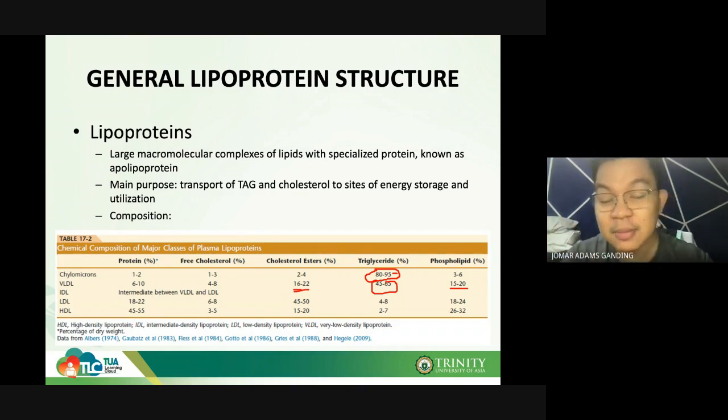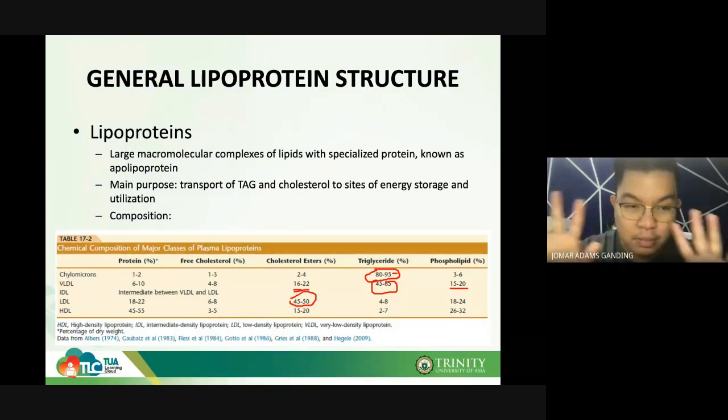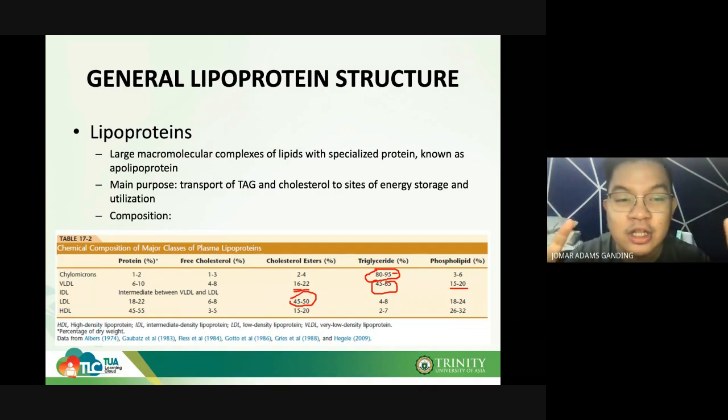But moving forward, your LDL, on the other hand, the major lipid it carries are your cholesterol esters. In most books, they just simply call it your cholesterol. Your LDL is the major carrier molecule for your cholesterol. But if we're going to be more specific, these are actually cholesterol esters in the body.